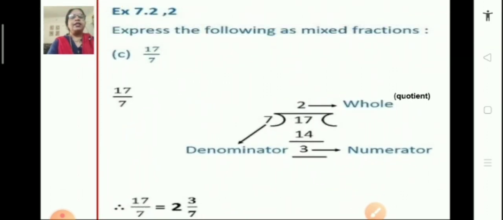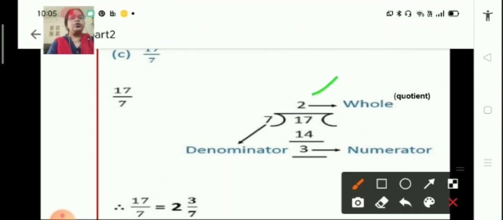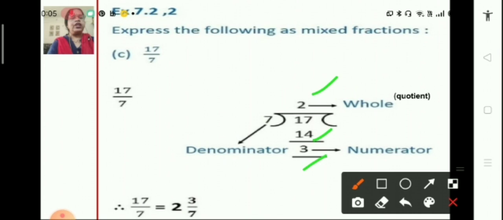Next one, 17 upon 7. We have to express this as a mixed fraction. Again, 17 will be divided by 7. 7 twos are 14, and we get the remainder 3.